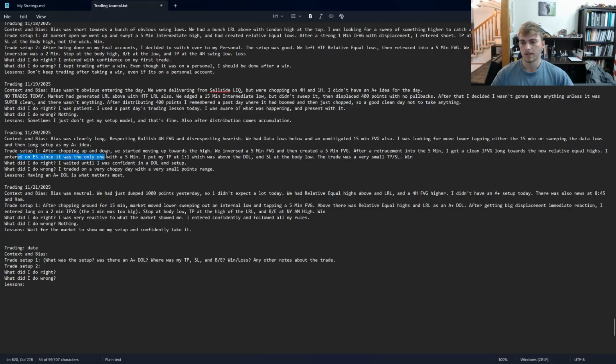I entered on ES since it was the only one with a 5-minute fair value gap, which is just a note for myself. And then I put my TP at 1-to-1, which is above the draw of liquidity, so that's a side note. And stop loss at the body low. The trade is very small, TP, and is a win.